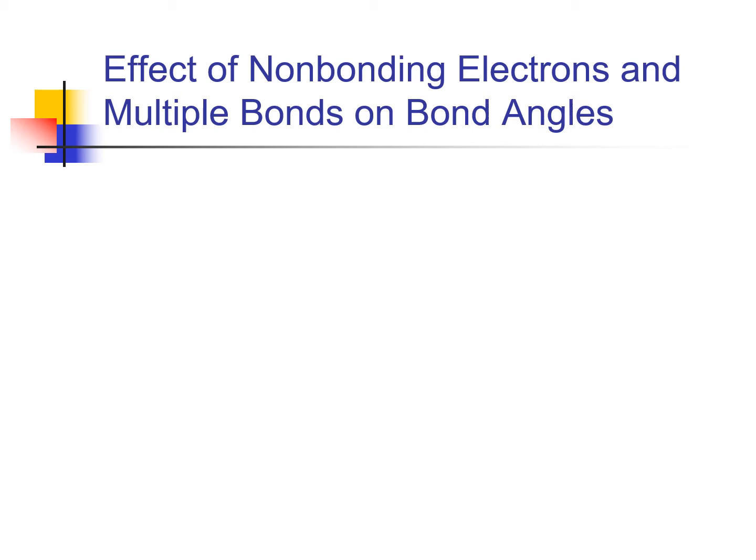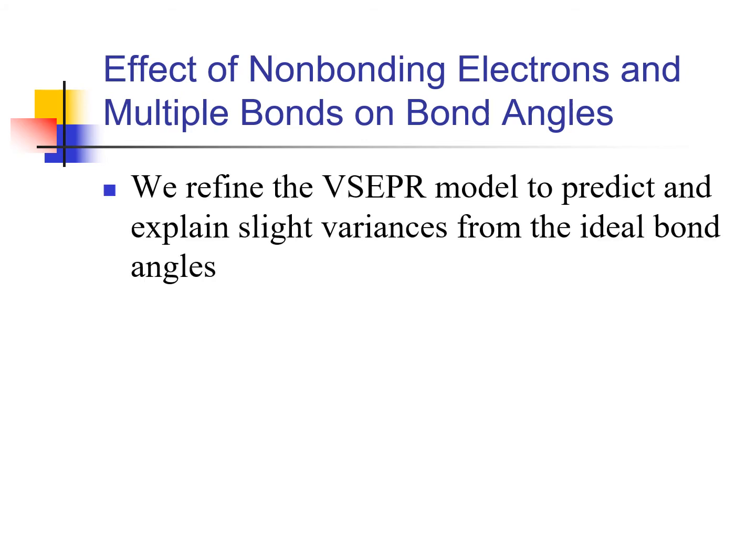Notice I kept saying approximate bond angles. Those are the angles you need to memorize, but the true angles can differ from the approximate. So again, we're going to refine our VSEPR model to predict and explain slight variances. If you're asked what the approximate bond angle is in this situation, go with the electron domain geometry bond angles.